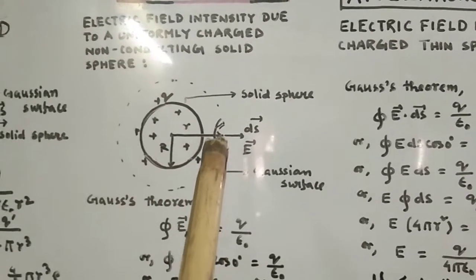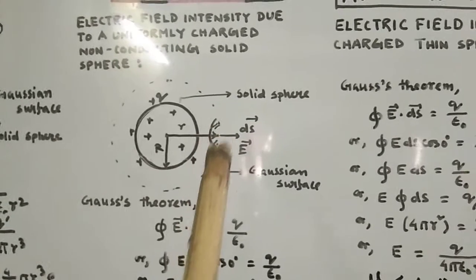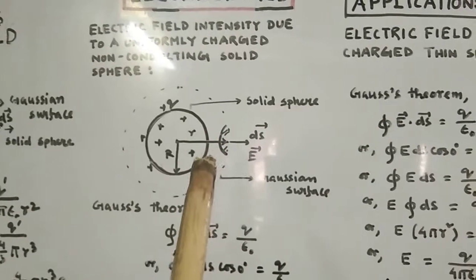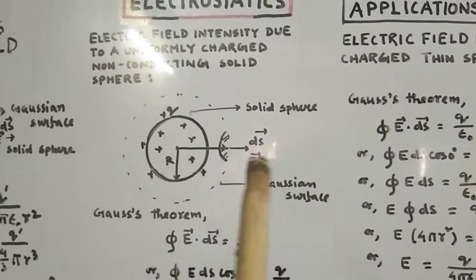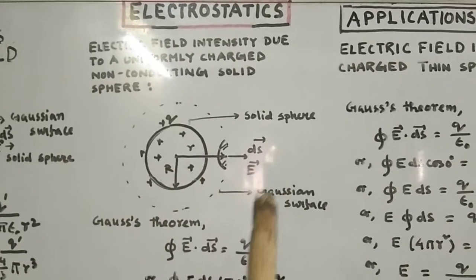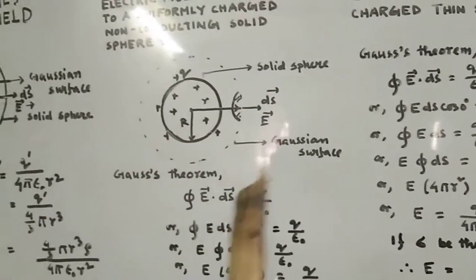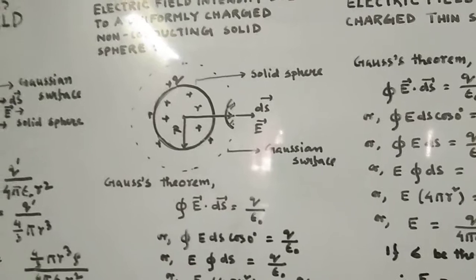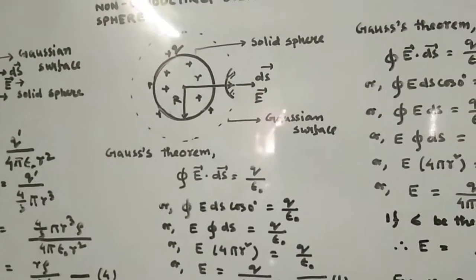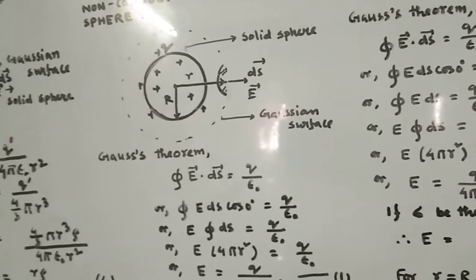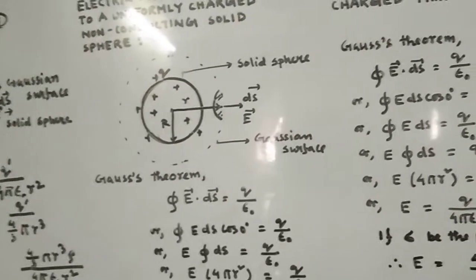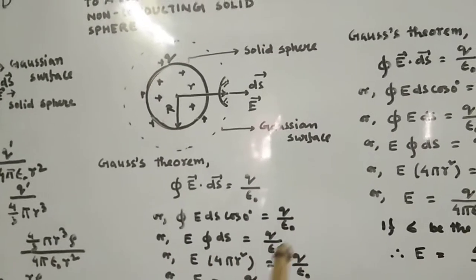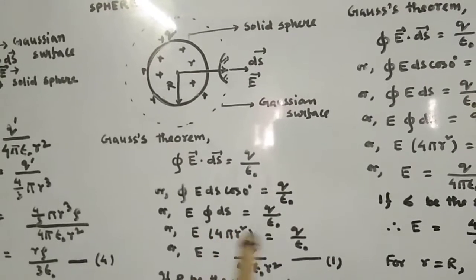So at the point where you have to define the field intensity, you have to construct a Gaussian surface in such a way that the Gaussian surface must pass through that point. So around that point you have to consider a small element, ds vector outward, and as the charge is positive, E is also outward. So you have to go for Gauss's theorem. This Gauss's theorem is the closed integral of E vector dot ds vector. Now as E and ds are both in the same direction, that's why cos 0 degree. So it is E ds cos 0 degree, equal to q by epsilon naught. So E times the closed integral of ds equals q by epsilon naught.